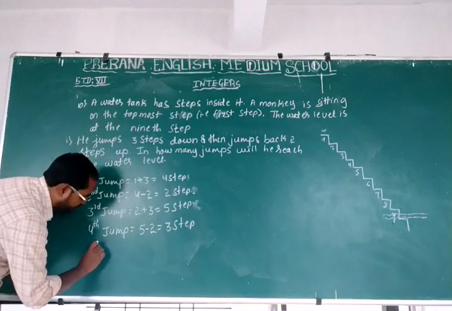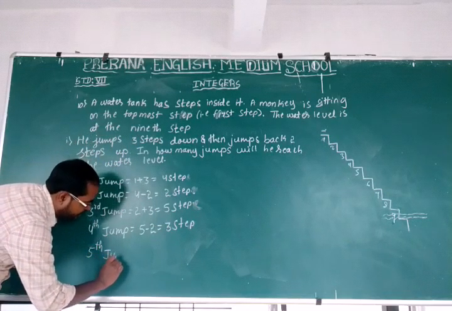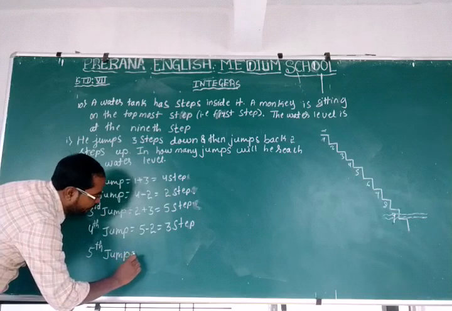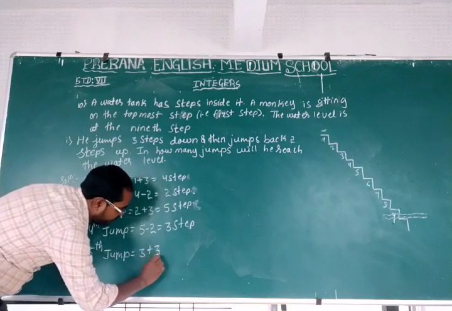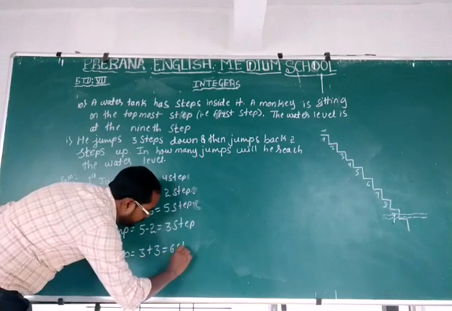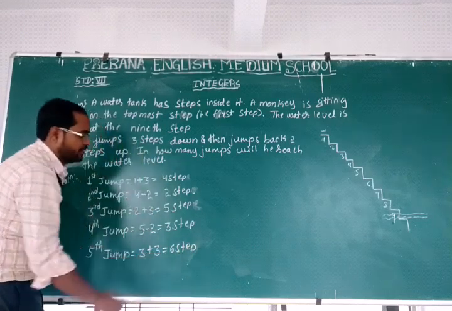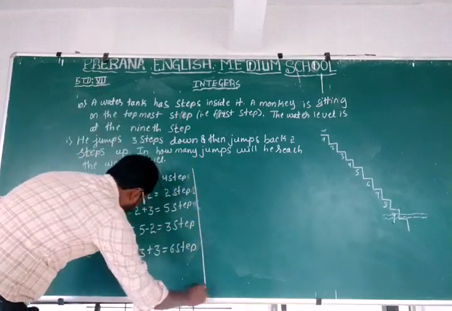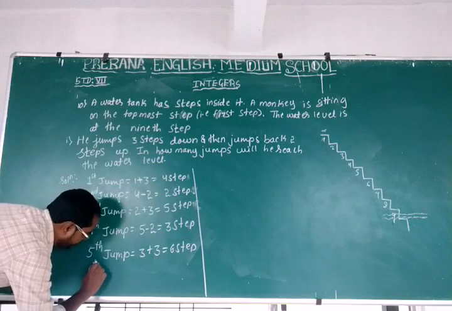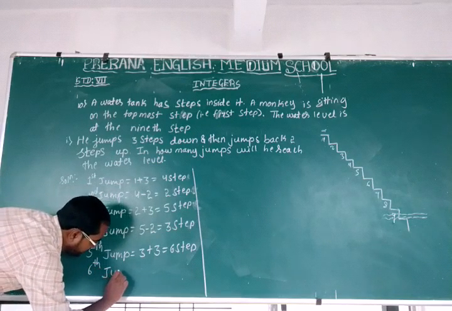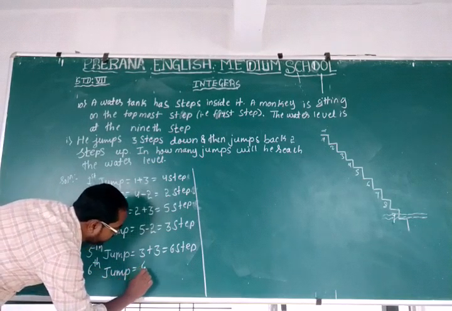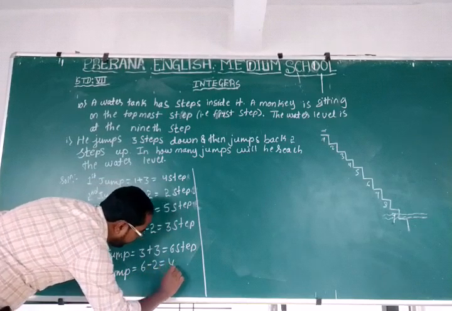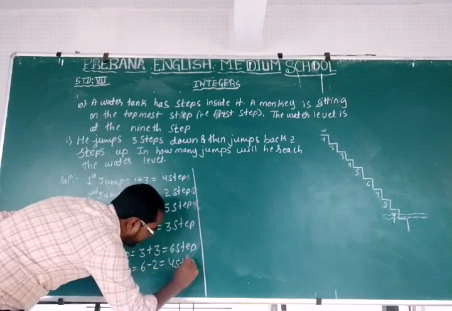Again, the 5th jump. The 5th jump will be 3 plus 3, which is equal to 6th step. It will reach the 6th step. Next, then the 6th jump. 6th jump is equal to 6 minus 2 is equal to, again it goes back to the 4th step.